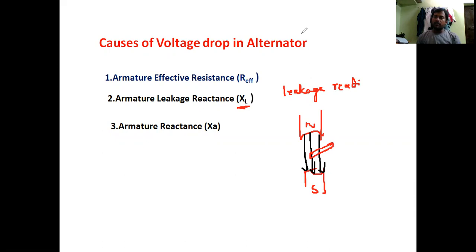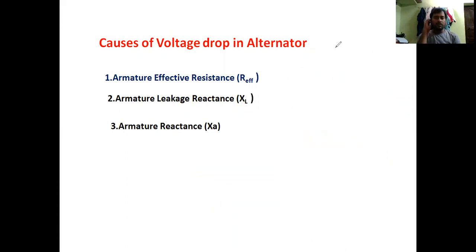Look at this one carefully. This conductor is linked by only these two fluxes. Such flux is called useful flux. So whatever flux links with the conductor is called useful flux. And the flux that doesn't link with the conductor is called leakage flux.